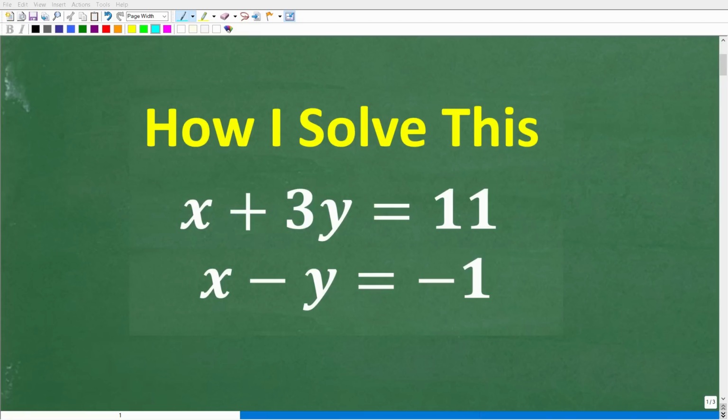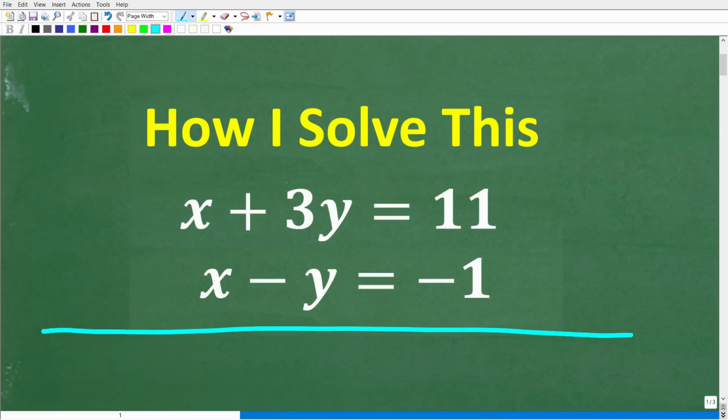All right. Now, if you want to be successful in algebra, you need to know how to solve equations. But in algebra, there's all different types of equations. What we're looking at right here is something called a system of equations. But to be more precise, we have a two-variable linear system.